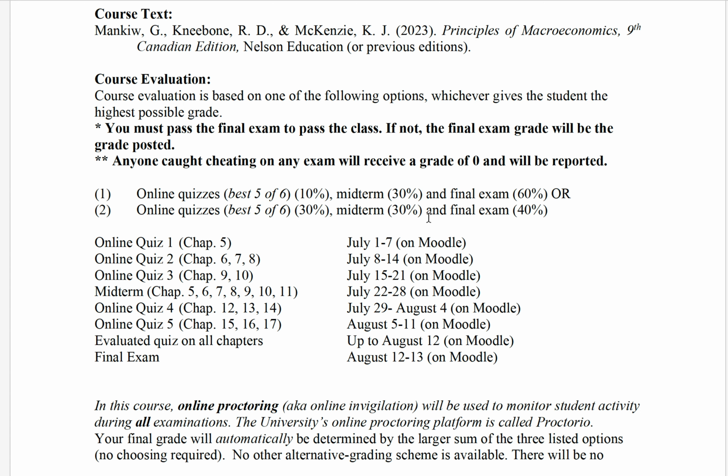When it comes to the quizzes, there are 5 normal ones and 1 evaluated quiz on all chapters, so you have a total of 6, and it's going to be the best 5 out of those 6. So if you miss a quiz for some random reason, make sure that you do all the others, and that quiz will be the one that won't be counted. If you do all 6 quizzes, whichever one has the lowest grade will be removed.